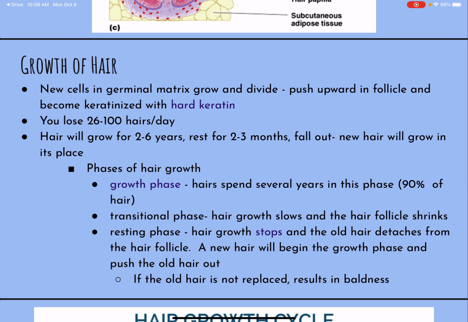How does the hair grow? Well, we've kind of talked a little bit about it already. As new cells are produced in the germinal matrix, everything gets pushed out and the hair gets longer.